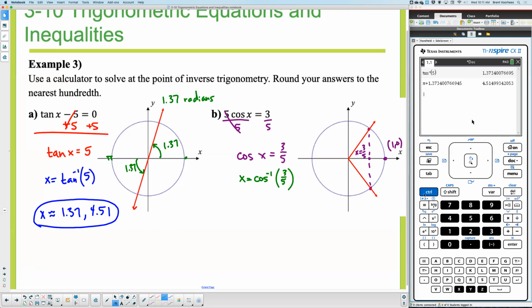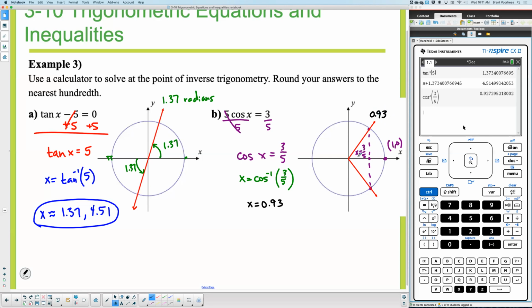So let's go to our calculator and find the value. So trig cosine inverse of 3/5. So 0.92 or 0.93? 0.93, I agree. Our first answer is going to be 0.93. X equals 0.93. Now that would refer to this one right here, 0.93 radians.